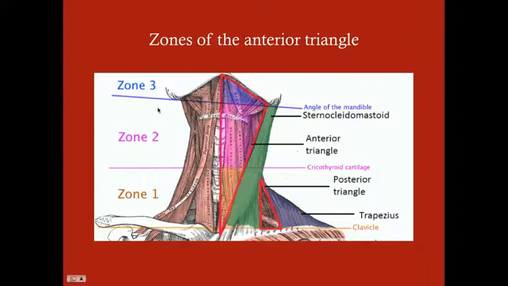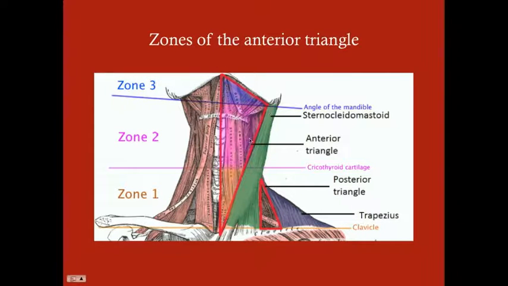So here's zone 1, 2, and 3. Your cricothyroid cartilage is right here. Your angle of the mandible, it's kind of hard to see. I drew the line here, but really the line would be drawn like that. But I wanted to give you a good line here. So really the line is like this red line up to here, like that.